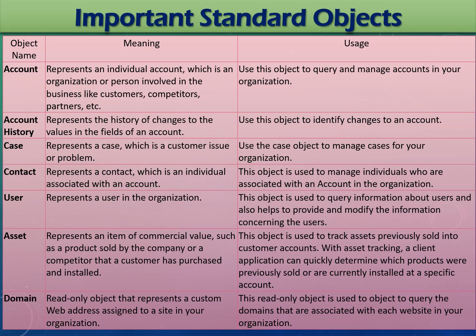Using similar steps, we can explore all the standard objects available. Also in the Schema Builder, we can filter to view only the standard objects. Now here is a listing of the important standard objects, which include account, account history, case, contact, user, asset, domain. And it also depends on what additional clouds you have. So if you have the Marketing Cloud, campaign will be important. If you have the Service Cloud, the case standard object will be important.